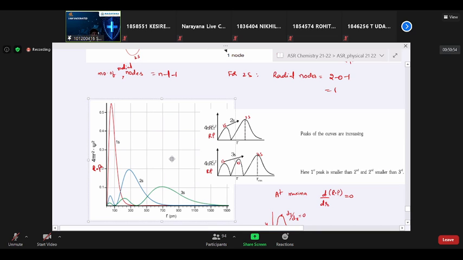So this is the radial probability graph for 1s, 2s and 3s. And this is another graph presenting the variation. From the first peak to the second peak there is an elevation, so the radial probability graph should be elevated.